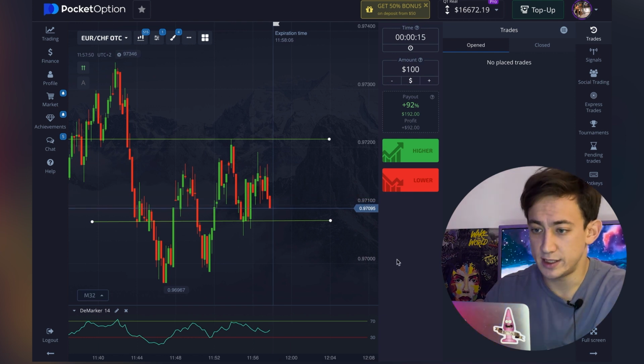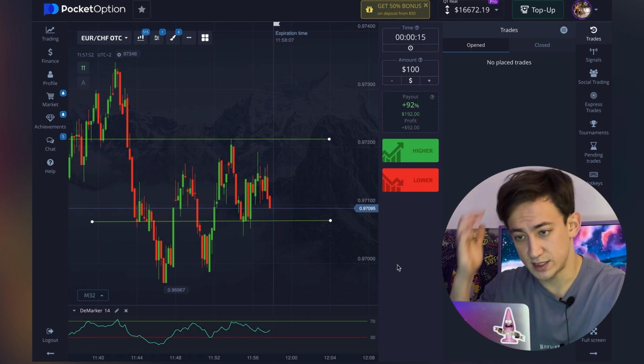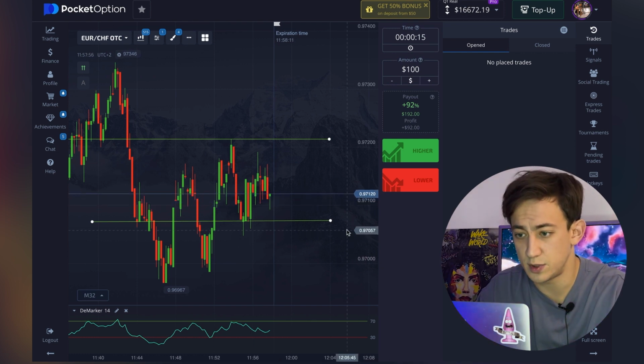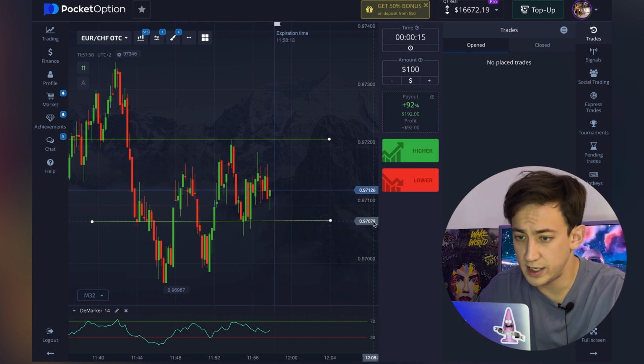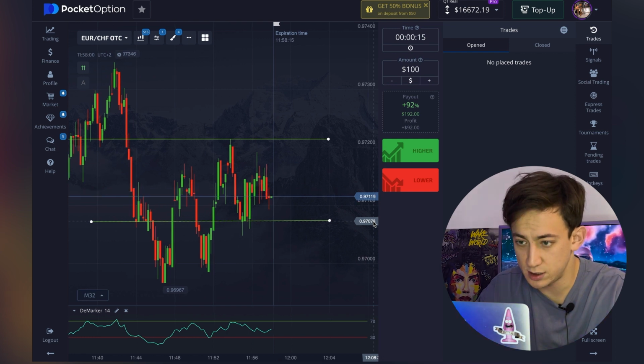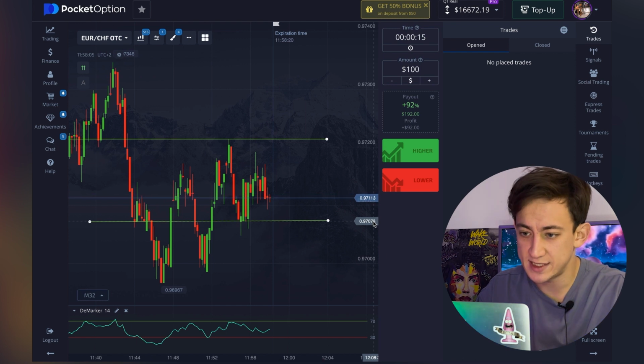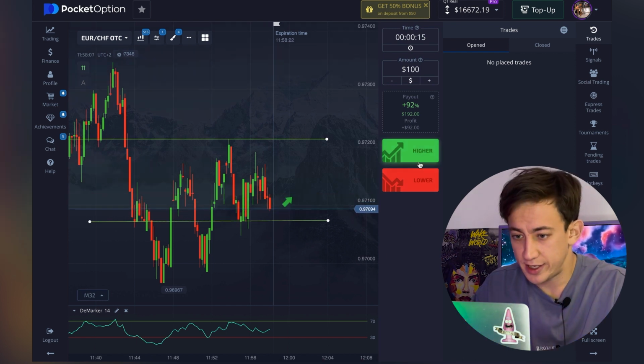The Demarker indicator can be a useful tool for your trading strategy on the PocketOption exchange. However, like any strategy, it is essential to practice on a demo account before implementing it in real trading.